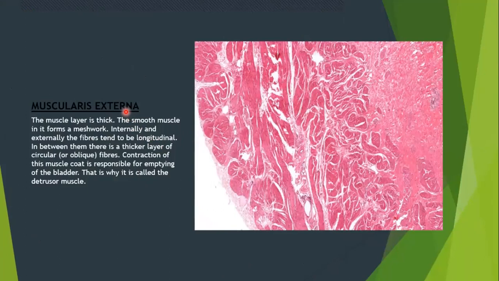Now, muscularis externa. The muscle layer in the bladder is very thick, and it consists of 3 layers: inner longitudinal, middle circular. You'll find some texts saying middle oblique, but middle circular will do. Then outer longitudinal. What is the function of this muscle layer? It is responsible for the emptying of the bladder, and that is why it is also known as the detrusor muscle. So the detrusor muscle refers to this muscularis externa of the bladder.